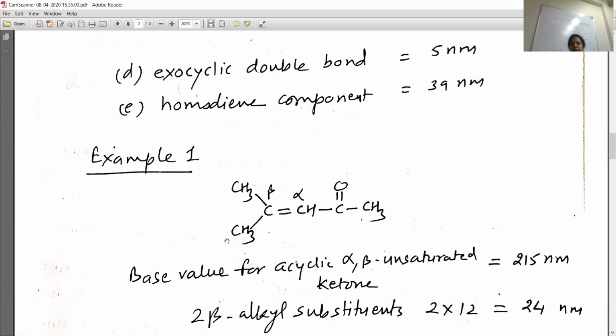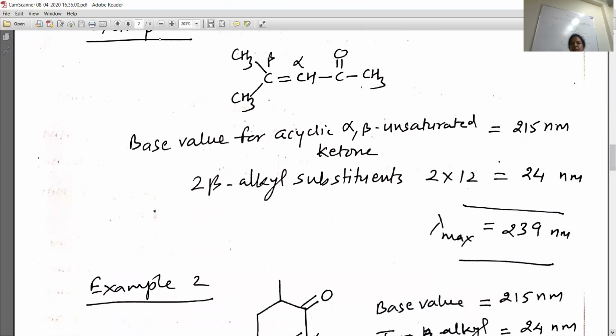See the example. This is the system, alpha beta unsaturated ketone. Base value, this is acyclic, 215 nanometer, 2 beta alkyl substituents, 2 multiplied by 12, 24 nanometer. So total lambda max value will be 239 nanometer.